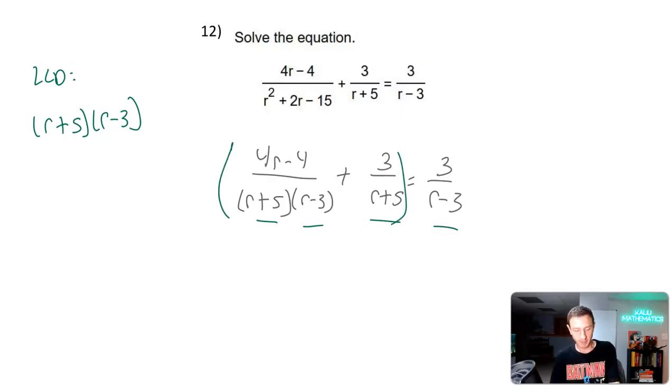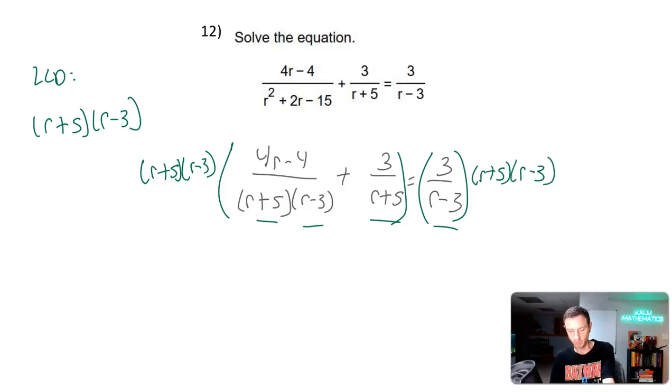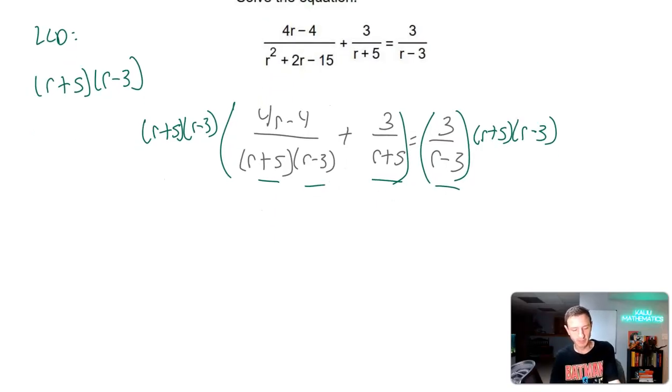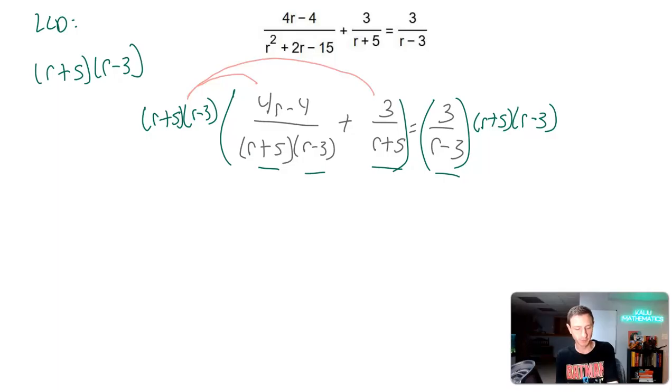Now that I got that, I'm going to multiply everything by the LCD of r plus 5, r minus 3. Let's multiply this out. R plus 5 times r minus 3 times all of that, and then on the right side, we're doing the same thing. So when I multiply r plus 5, r minus 3 times this first fraction, 4r minus 4 over this, the LCD cancels out with the denominator. That term that I multiply with is going to cancel that out completely. So that means I'm left with 4r minus 4.